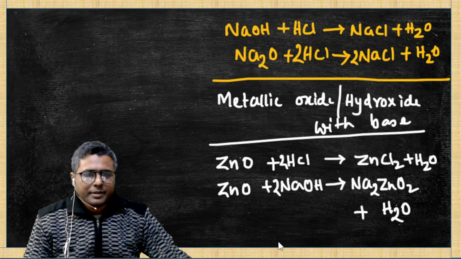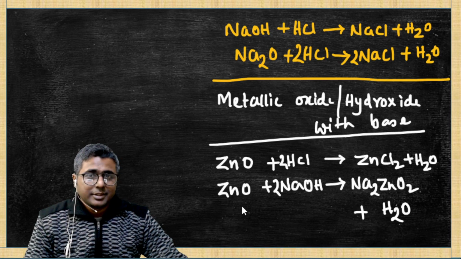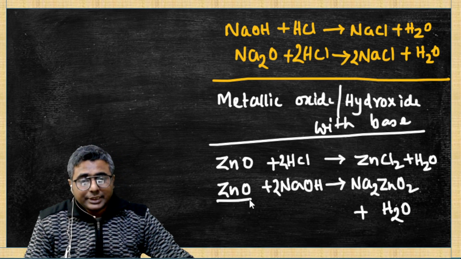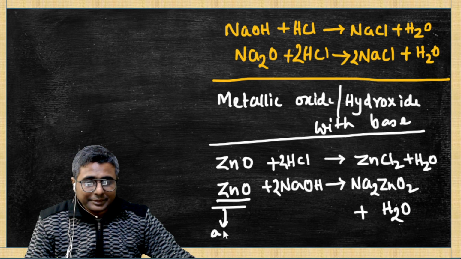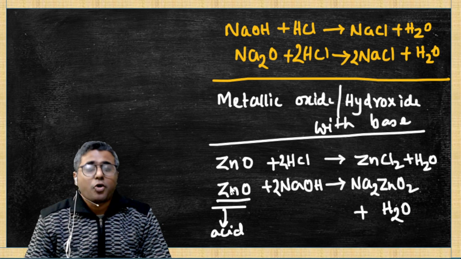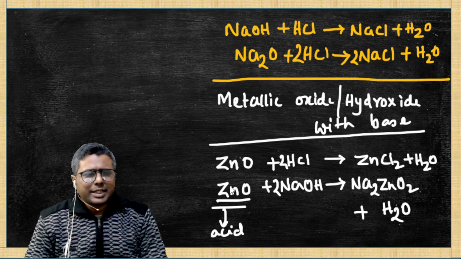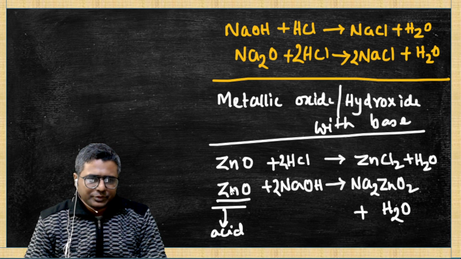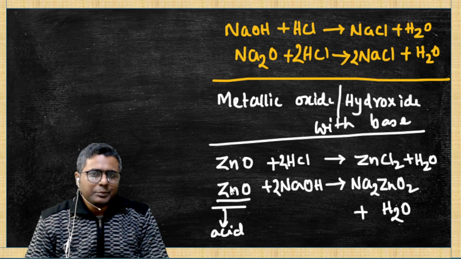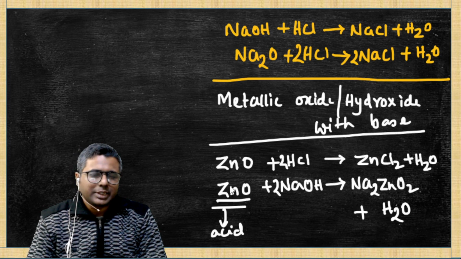Done. So here you can see that this metallic oxide is reacting with a base to give you salt and water, and here it is acting as an acid. It is normally a base, but when it reacts with a strong base like NaOH, it will act as an acid. The same will be the case with lead and aluminium also. So I'll ask you to do this reaction with aluminium oxide and lead oxide at home.